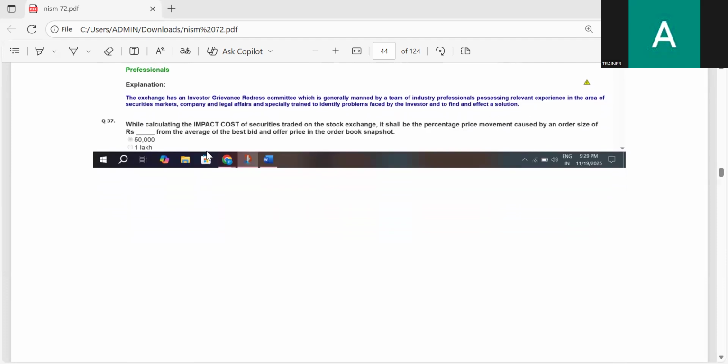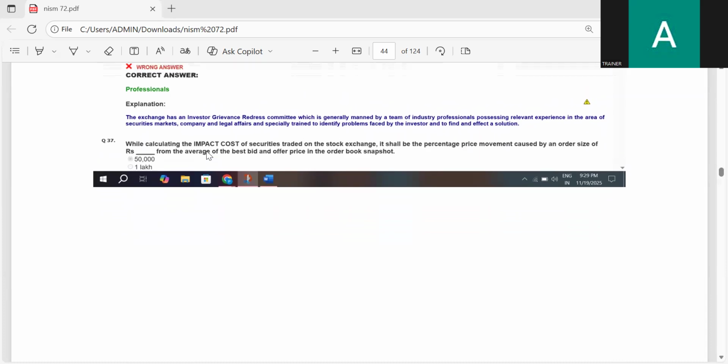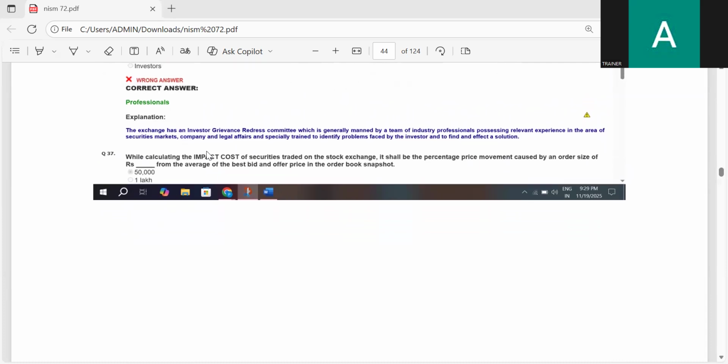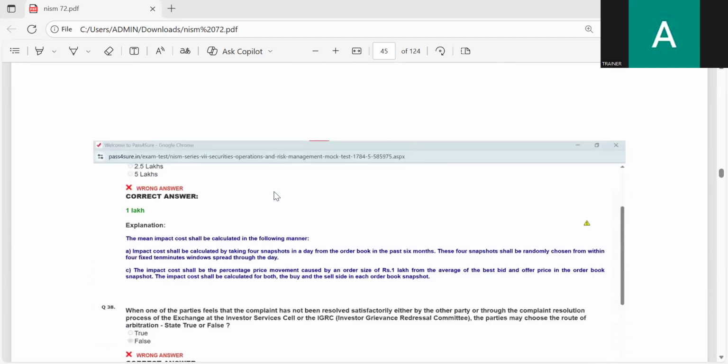While calculating the impact cost of securities traded on the stock exchange, it is the percentage price movement caused by the order size of rupees, as from the average of the best bid and offer price in the order book snapshot. The correct answer is rupees 1 lakh.